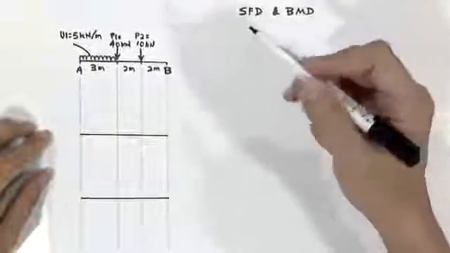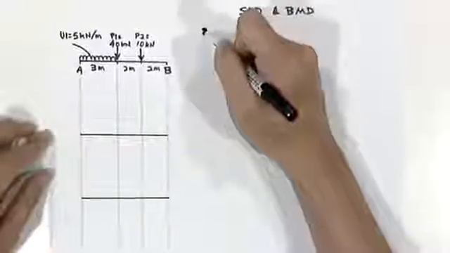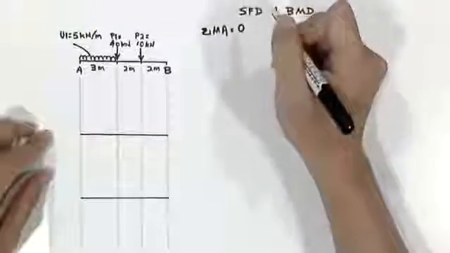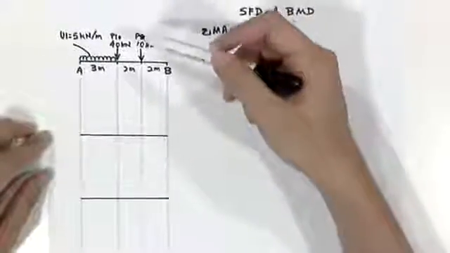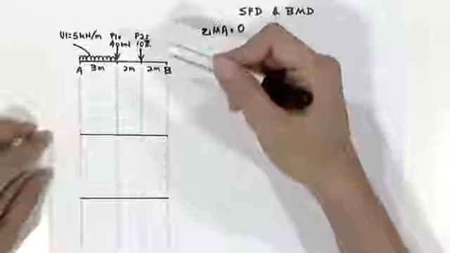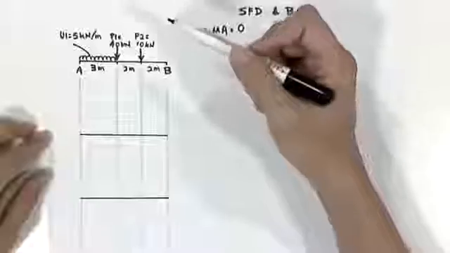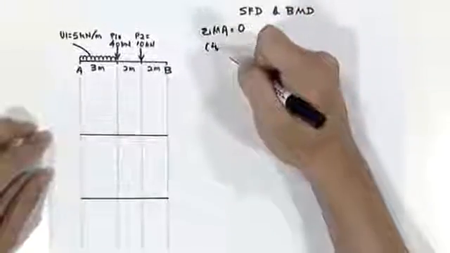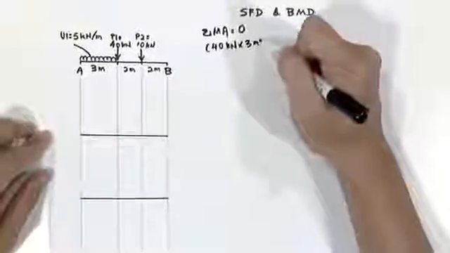So by following the equilibrium formula, we know that sigma MA equals to 0. So we'll go into calculating all the moment that will act on point A. The first moment will be coming from point 1, P1, which is 40 kilonewton times 3 meter.